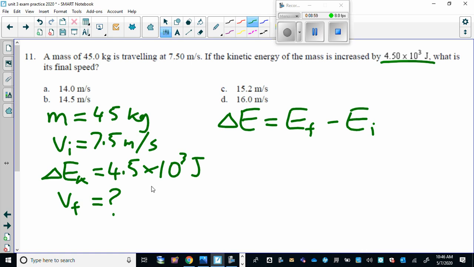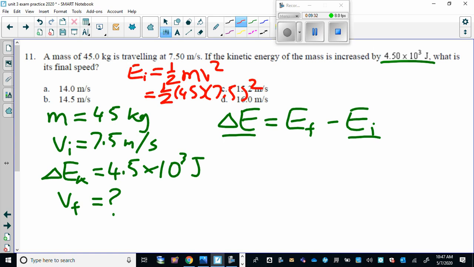Now in this question, let's do this one a little differently. I think it makes it easier since you're given the delta E right here, let's find out the EI separately. You don't have to, you can plug everything in and then just solve for VF, but in this case it may be a little simpler to just calculate your EI by itself, which is simply 1/2 mv squared, right? 1/2 times 45 times 7.5 squared, and that gives you 1,265.625 joules. So that's the initial kinetic energy of the object.